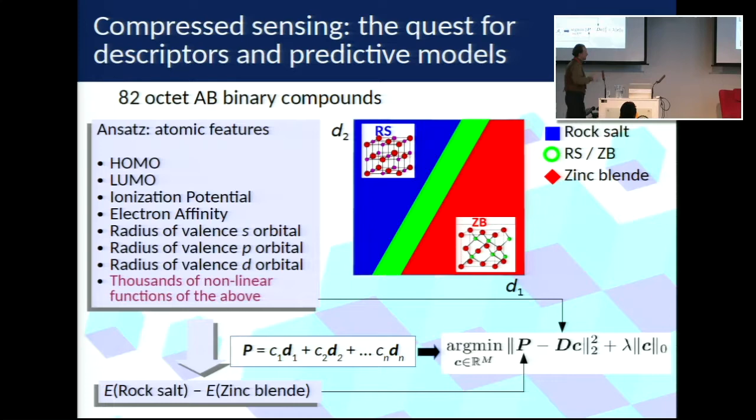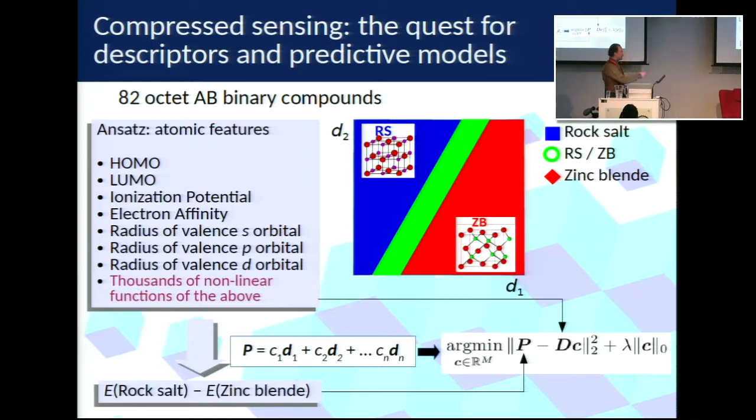Okay, so mathematically we write this complex problem in this way. We want a certain accuracy in the prediction, but we also want the number of non-zero coefficients to be as small as possible. This is written in the same formalism of the regularization that I've shown before, with just this zero here, which is nothing more than the number of non-zero coefficients of the C vector here.